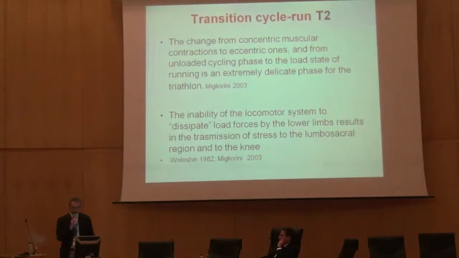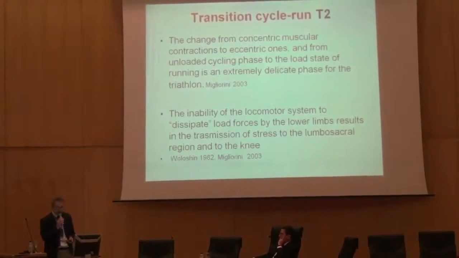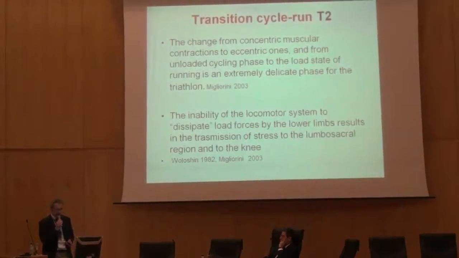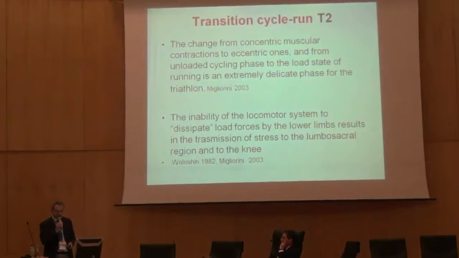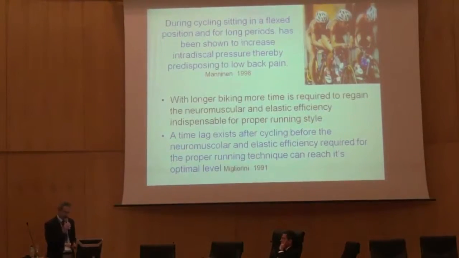In T2, we have the change from concentric muscular contraction to eccentric, and from the unloaded cycling phase to the loaded state of running. It is an extremely delicate phase for the triathlete. We have the inability of the locomotor system to dissipate lower force through the lower limb, resulting in the transmission of stress to the lower sacral region and to the knee.